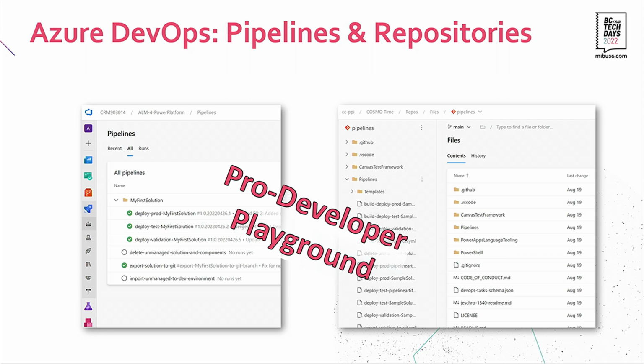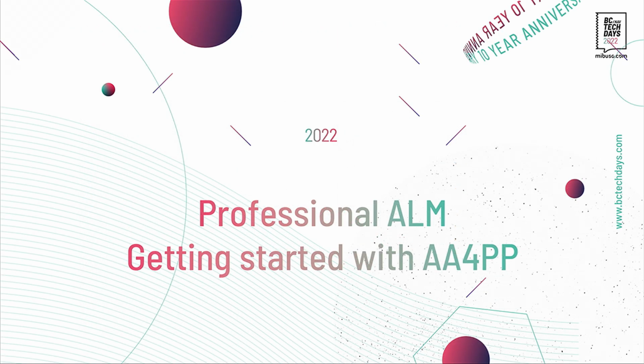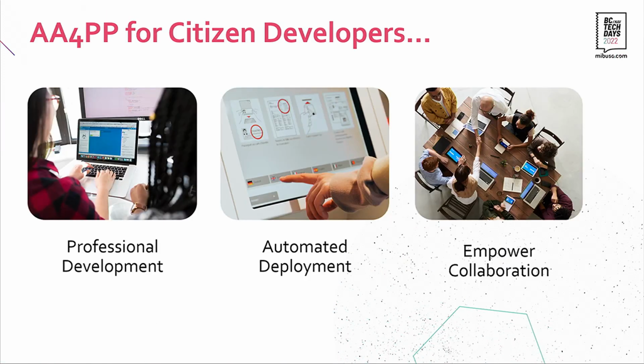What I now have to do is teach this process. For that reason, let's talk about what professional application lifecycle management for Power Platform means, and using this tool. What do I have to do to explain it to a citizen developer or someone who is only active in the Power Platform? I need to explain professional development, I need to explain how he can use this automated deployment, and I need to empower him to collaborate with others.